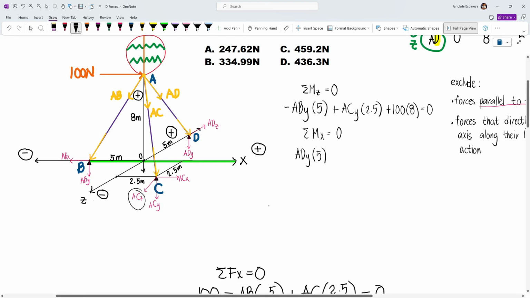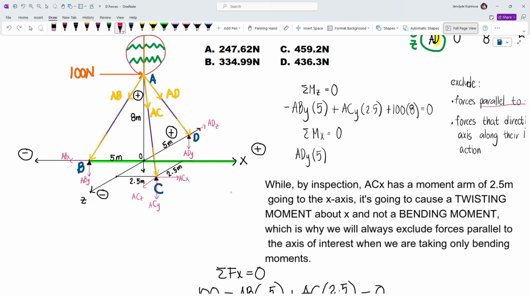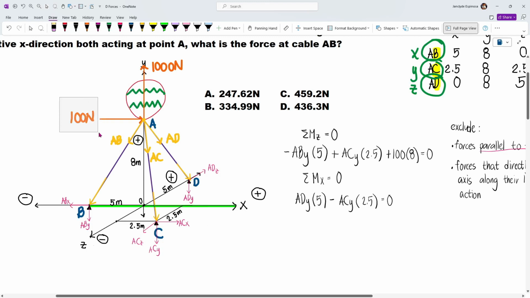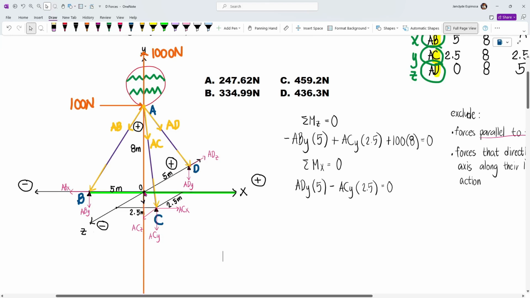Now we'll look at point C. The line of action of ACZ, let's just make this parallel to the z-axis, when extended, will hit the x-axis, and so this will be excluded. Since ACX is parallel to the x-axis, it will also be excluded. And so what's going to cause a moment is only ACY. Here we have ACY multiplied by the moment arm, which is 2.5. It will cause a counterclockwise rotation about this axis, because our movement will be towards this direction, which I assumed as negative. So we have minus ACY multiplied by the moment arm, which is 2.5 meters. This is going to be equal to 0. Now we won't include the external forces because the 100 Newton load is acting parallel to the x-axis, so we'll exclude this one. And for the 1000 Newton load, if we extend the line of action up to this point, it's going to hit the x-axis, so it will also be excluded.